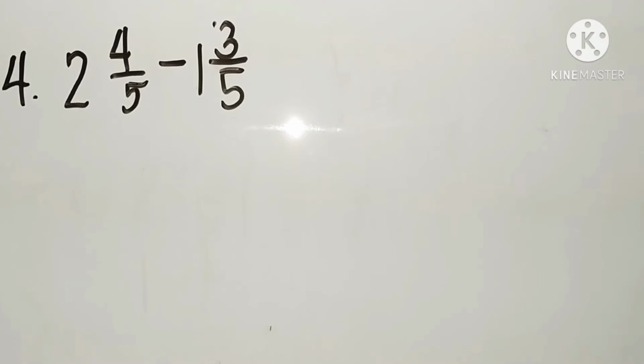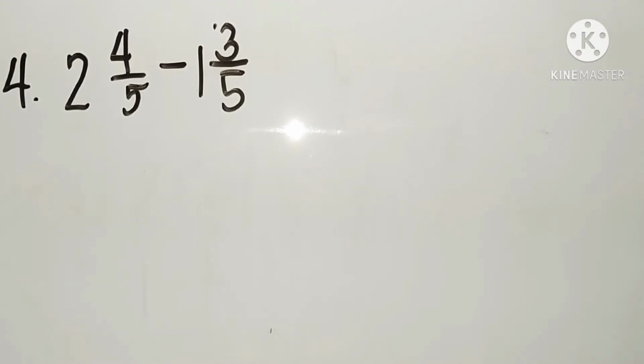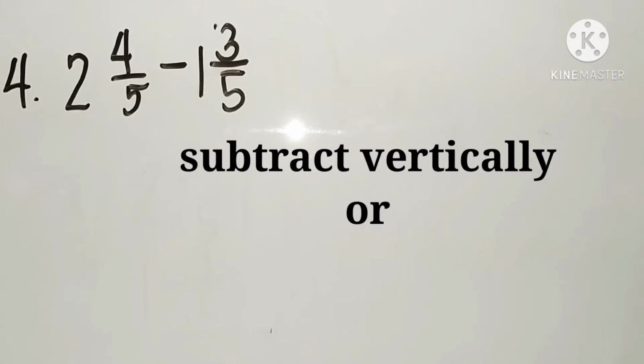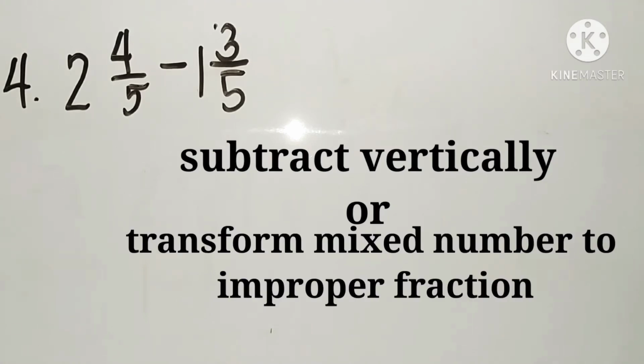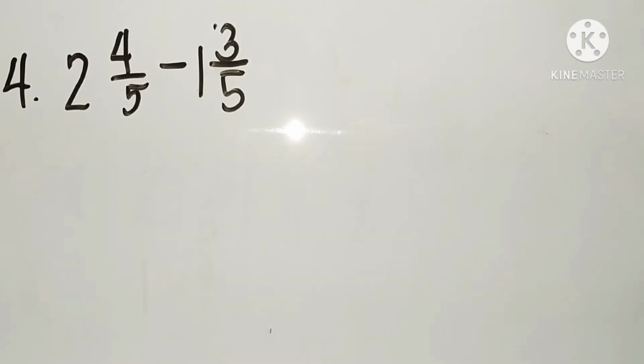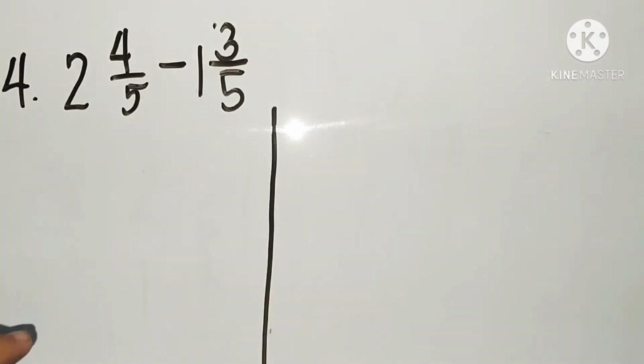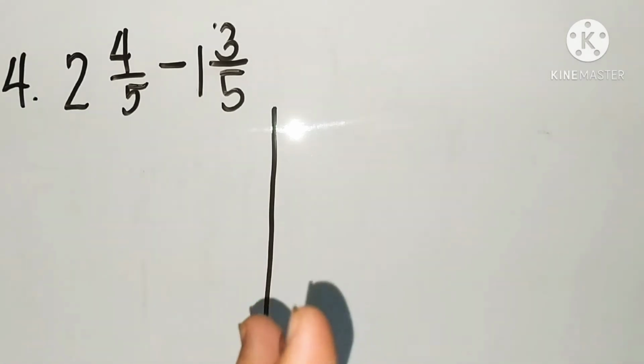2 and 4/5 minus 1 and 3/5. So, may dalawang way para masagot natin yung problem na ito. Yung isa, we are going to use the vertical, yung pagsagot natin, or kaya naman, pwede nyo naman siyang i-convert into improper fractions para masubtract nyo ng mas madali. So, gagawin natin yun pareha, and then, kayo na yung mamili kung alin sa inyo yung mas magiging madali. Left side, ang gagawin ko is yung pa-vertical, and then sa right side, ang gagawin ko ay yung improper fraction.